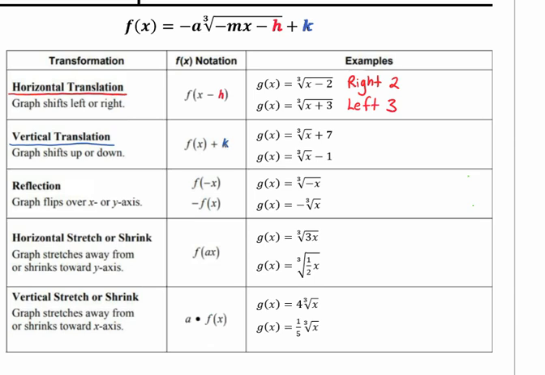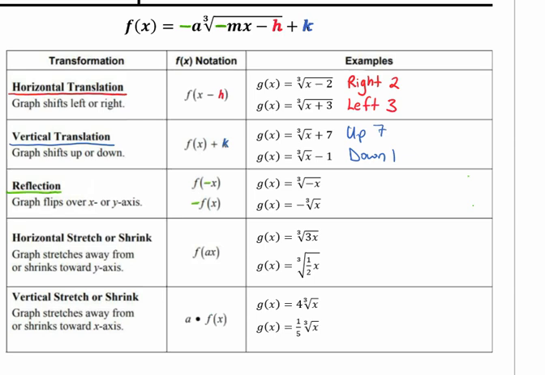Let's move on to our k. Our k is not on the inside of the root with the h or the x. It's out on the outside by itself. Now here, if we see a plus, it is in fact going to go up. And if we see a minus, it is in fact going to go down. So our k controls our vertical shifts up and down.